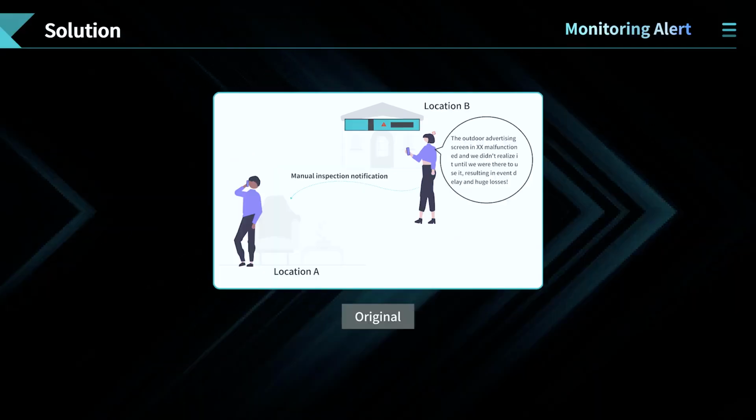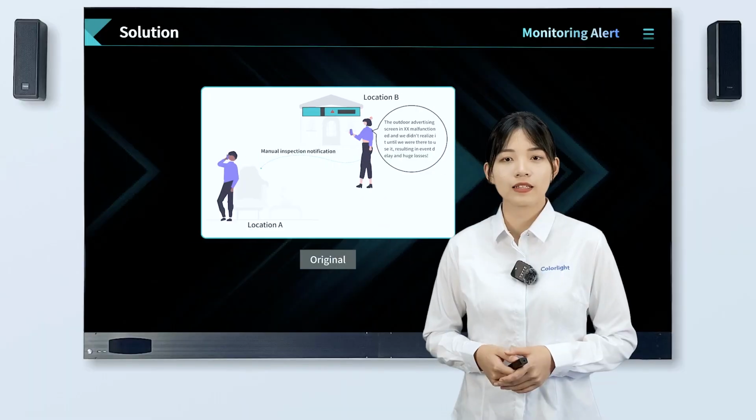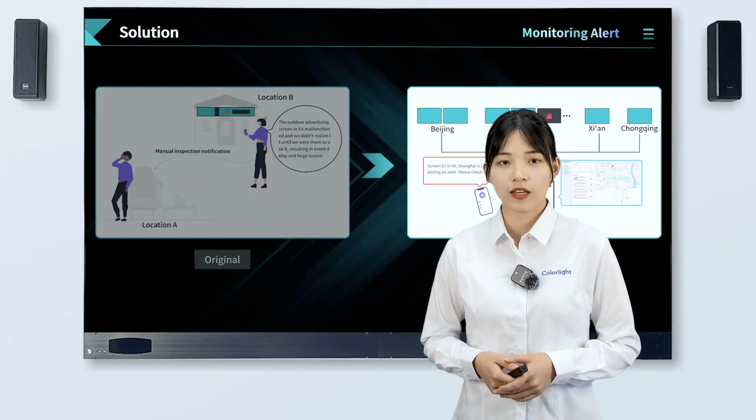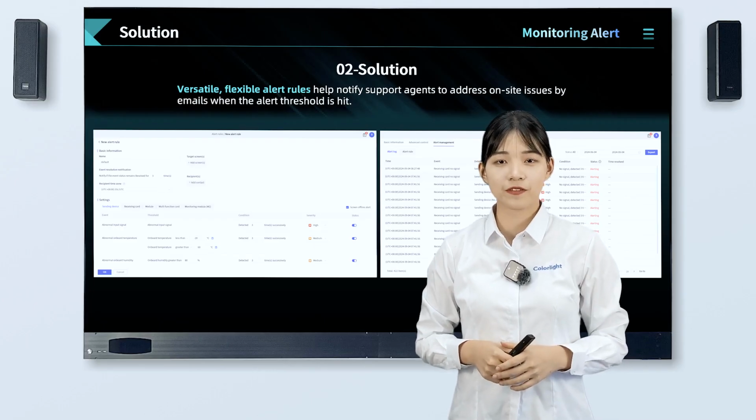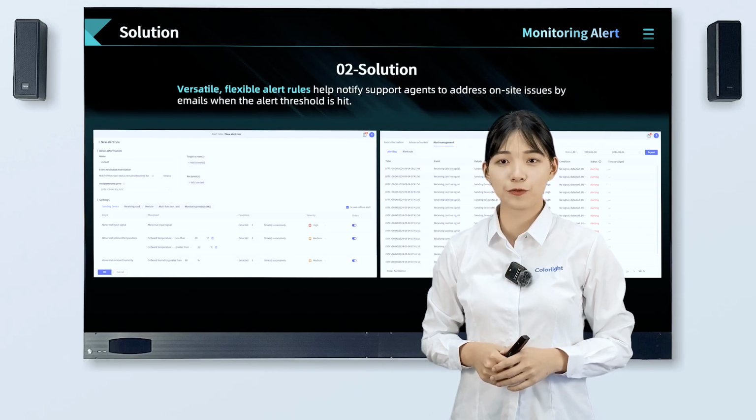Second, unpredictable risks from screens are coupled with delay in fault notification. Remote exceptions cannot be identified timely, leading to business losses. LED Master is capable of customizing alert rules during screen configuration to notify maintenance personnel upon exceeding the alert threshold. LED Master supports versatile and flexible alert rules.